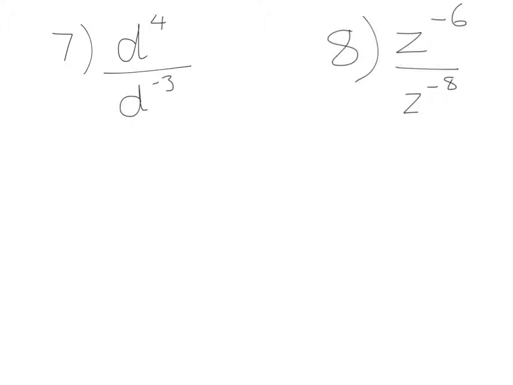Okay, and number 7, we've been asked to simplify d to the power 4 over d to the power minus 3. So we're dividing, so we can subtract the powers. So I'm going to do d to the power 4, and I'm taking away this thing here. So it's going to be 4 take away negative 3. Now if you recall back to integers in first year, when you take away a negative, that's the same as adding. So this will be the same as d to the 4 plus 3, which is d to the power 7.